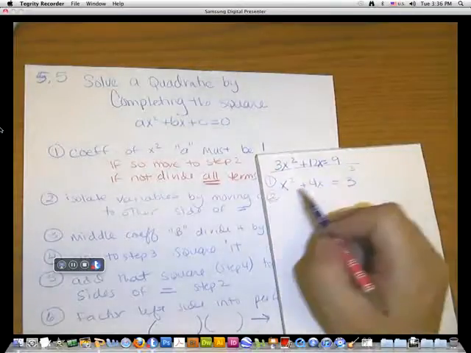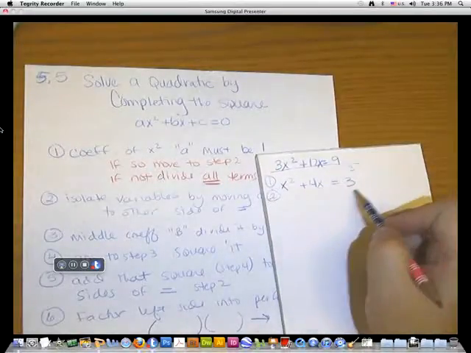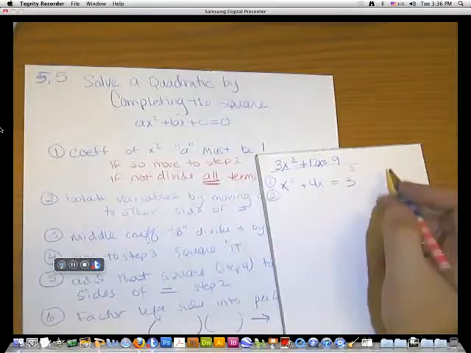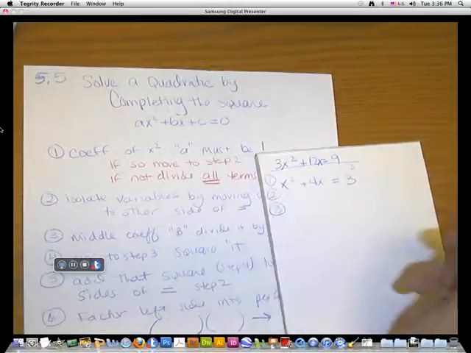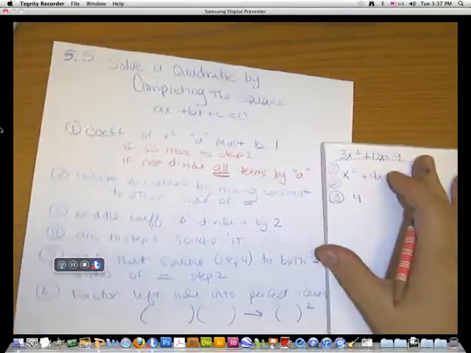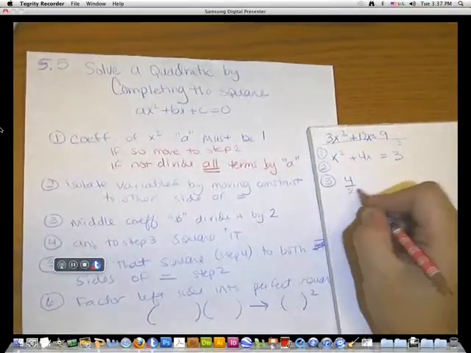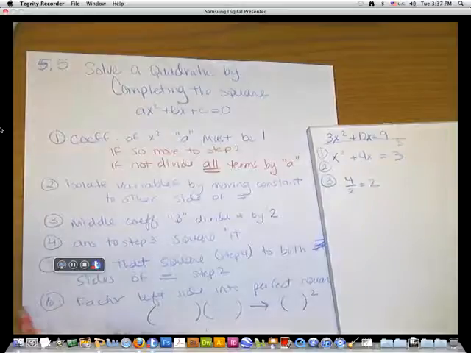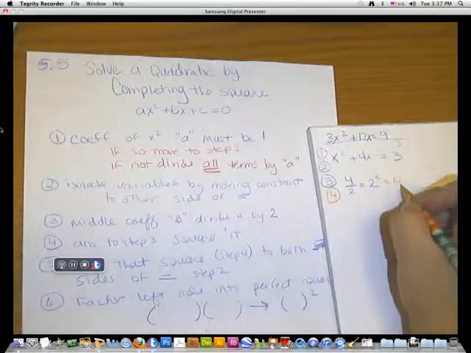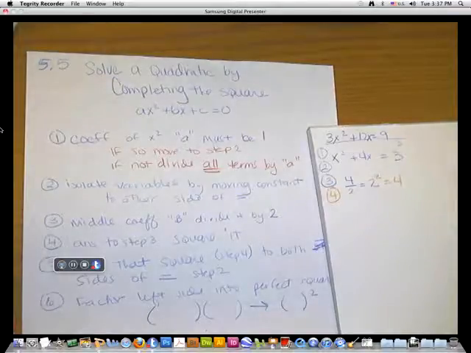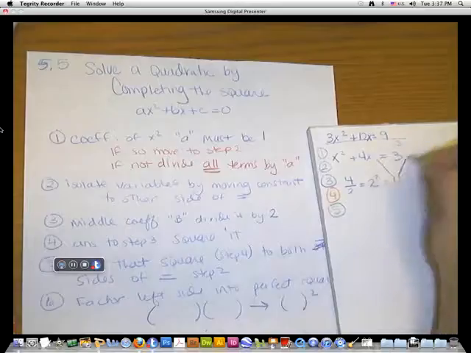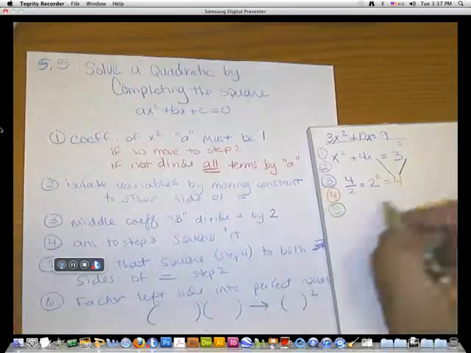Step 2 says isolate the variables, so the constant's on the other side. Well, that was by default because of the way the problem was written, so that one's okay. Step 3, the middle coefficient divided by 2. Step 4 says square it. Step 5 says we need to add it to both sides.